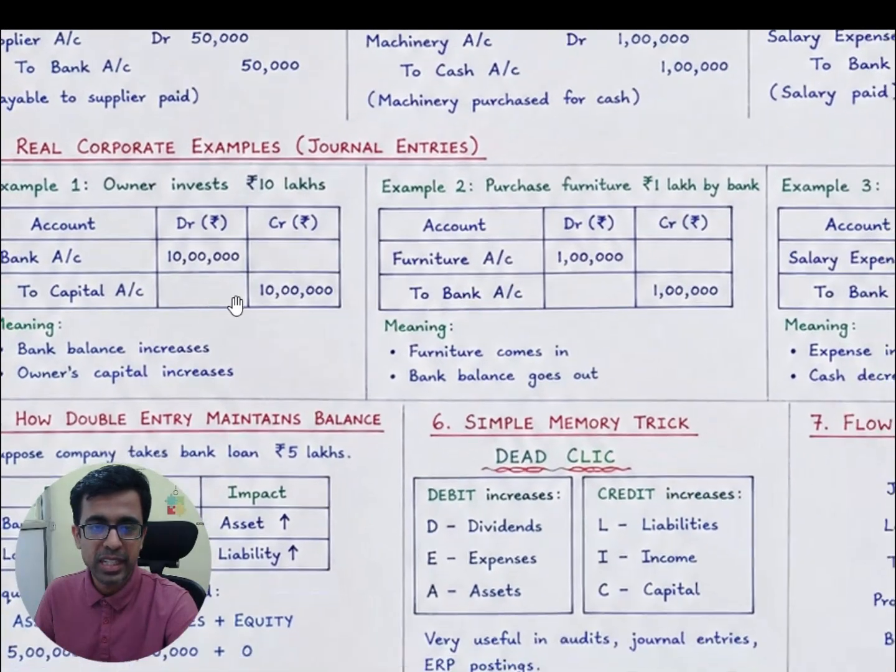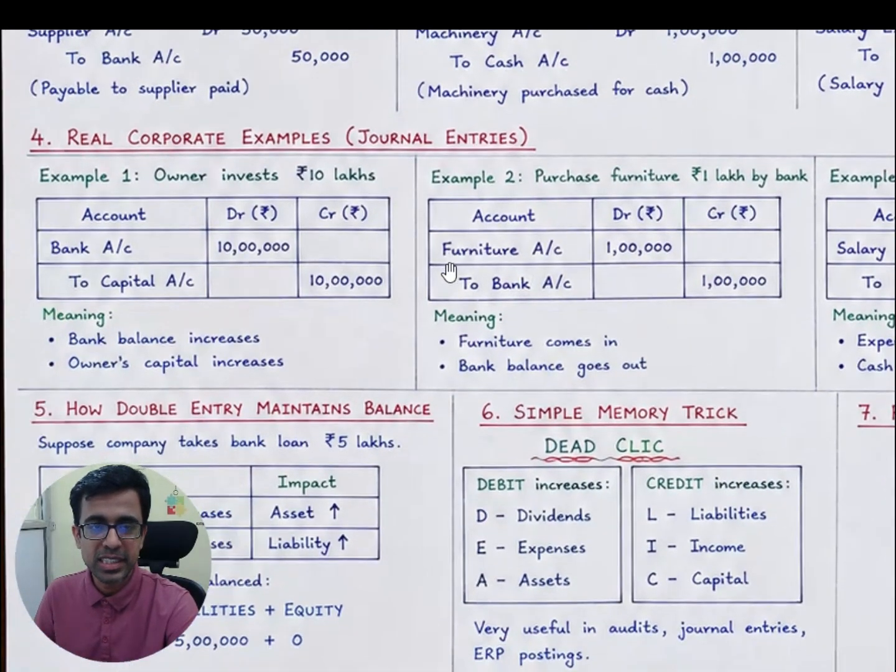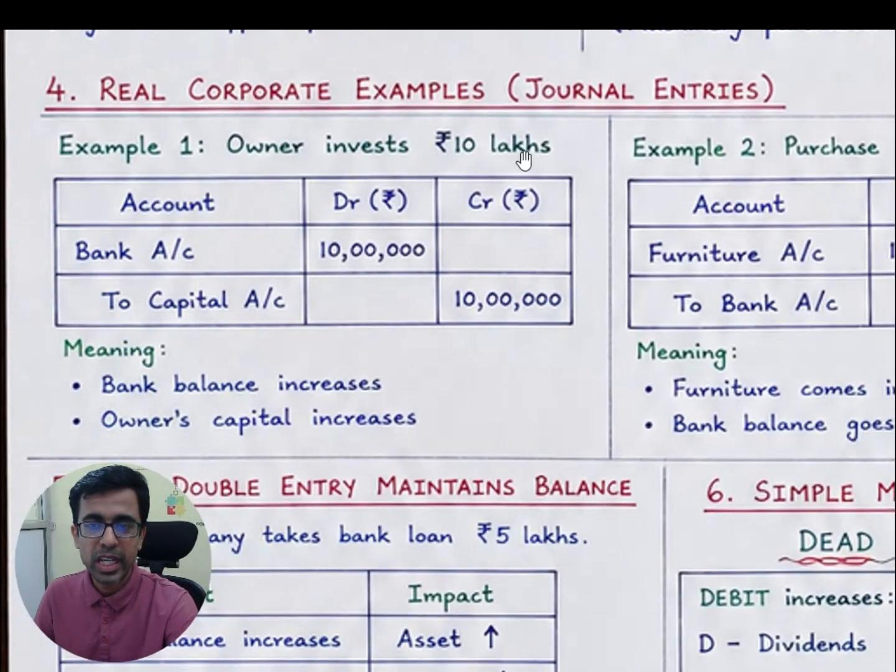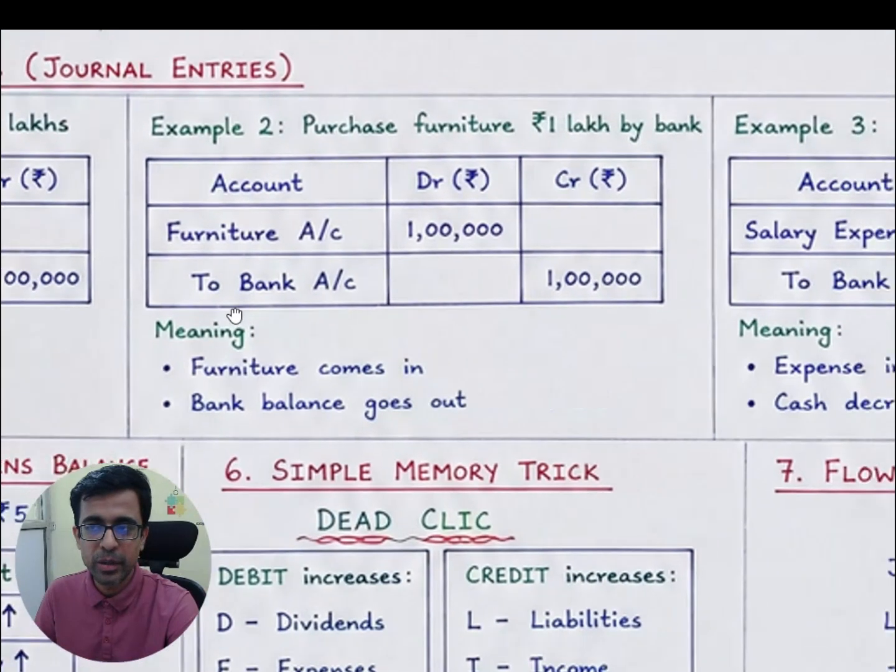Now we will understand with real journal entry examples. Owner invests 10 lakh rupees. So what comes in? Cash comes in. How? Through the bank. And where does it go? It goes to the capital account. So bank account is debited and capital account is credited.